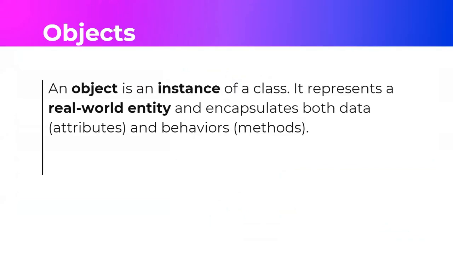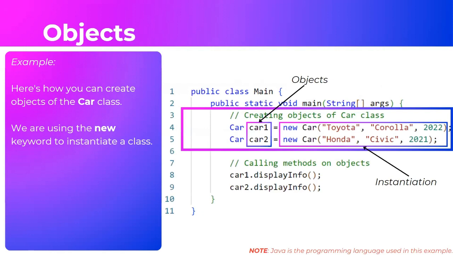Now let's talk about objects. Since this is object-oriented programming, this is typically the focus of our discussion. An object is an instance of a class. It represents a real-world entity and encapsulates both data, which are our attributes, and behaviors, which are our methods. So earlier we created the Car class, right? I hope that you can still recall.